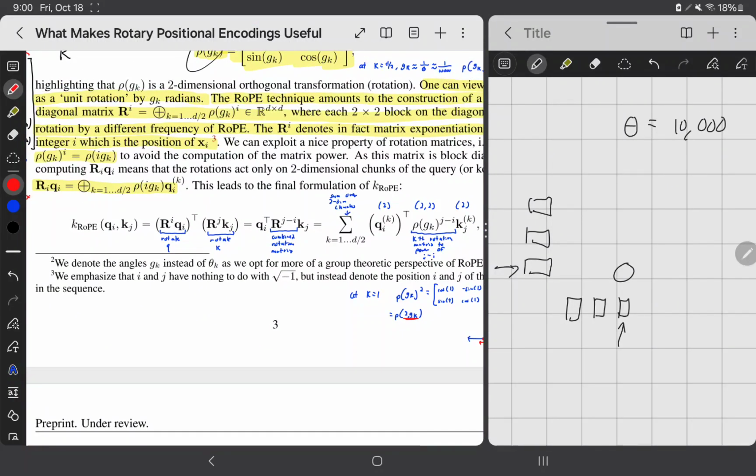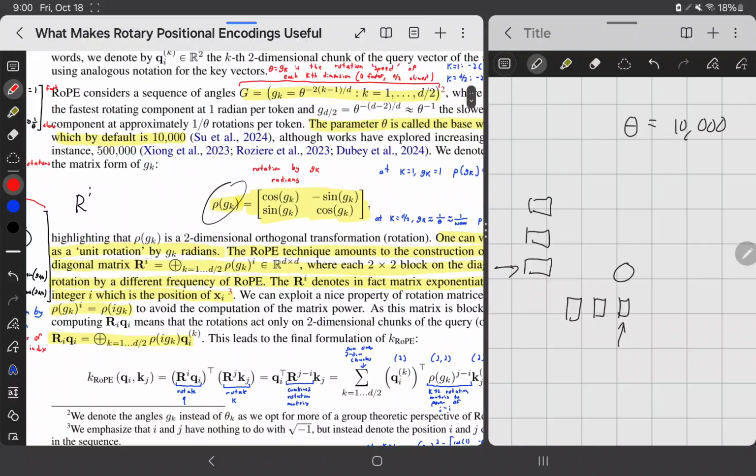So a couple things to mention. They mention that 500,000 is good, is a better base than 10,000. We'll get to why that is, but it was something that hasn't really been explored much until this paper. But 500,000 is somewhat better for some reason.